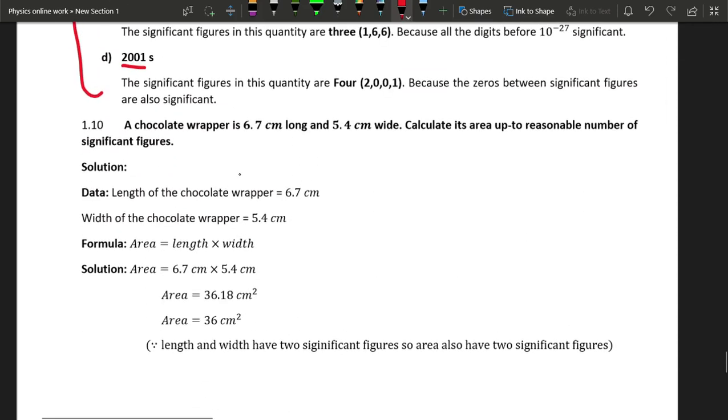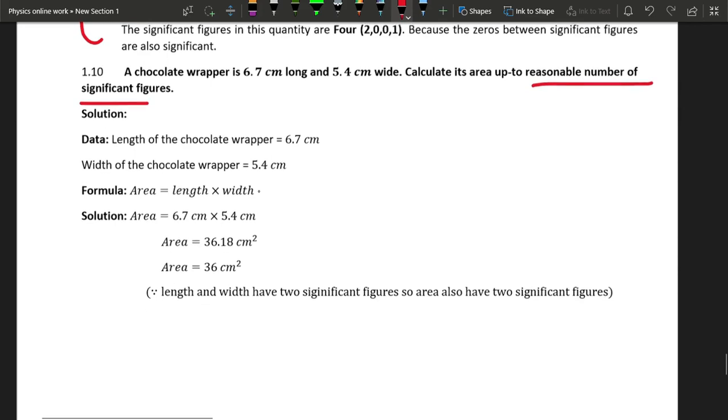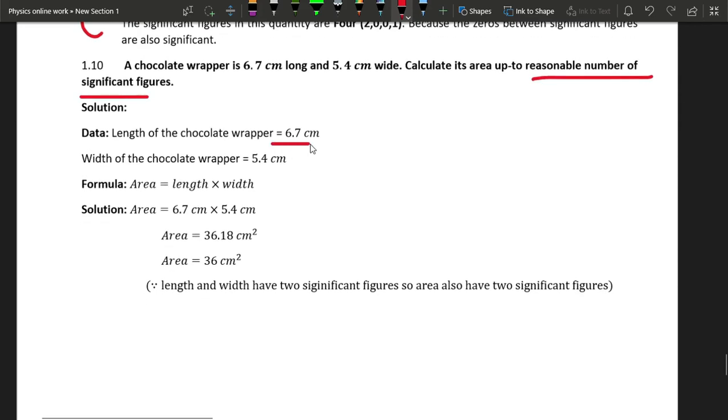Now our last question of this exercise is, a chocolate wafer is 6.7 centimeter long and 5.4 centimeter wide. Calculate area up to a reasonable number of significant figures. First of all, we write the data. We have length of chocolate wafer and width of chocolate wafer, and area can be found by length multiplied by width. Now simply multiply 6.7 with 5.4, we get 36.18 centimeter square.